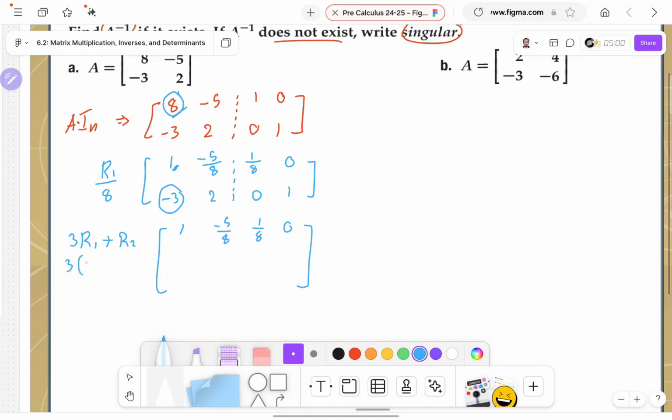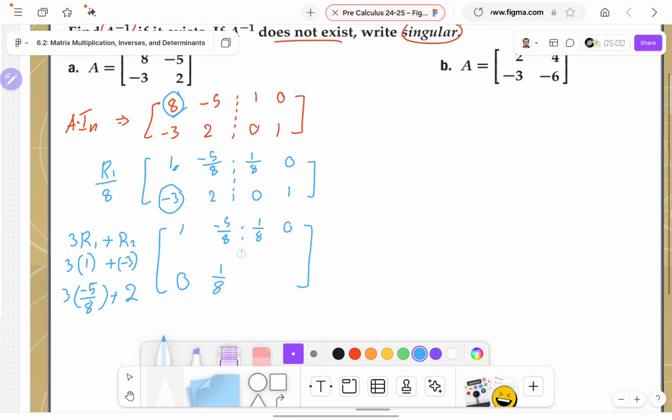So 3 times row 1, which is equal 1, plus negative 3, which is equal 0. Then 3 times negative 5 over 8, plus row 2. Row 2 is equal 2. Now let's simplify this. So the answer will be 1 over 8.